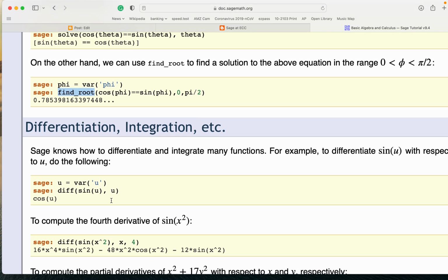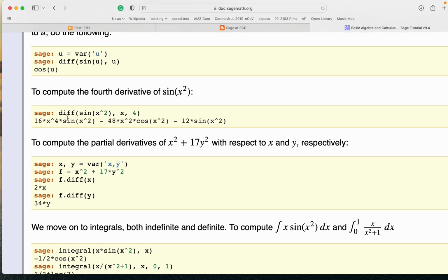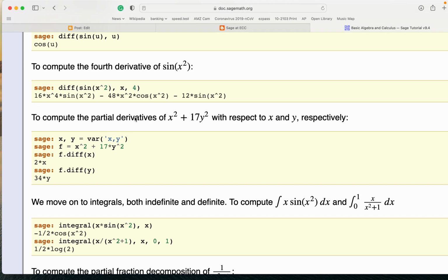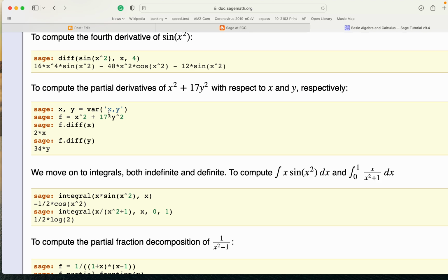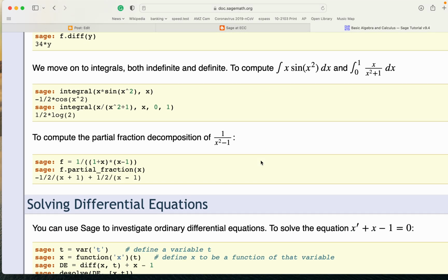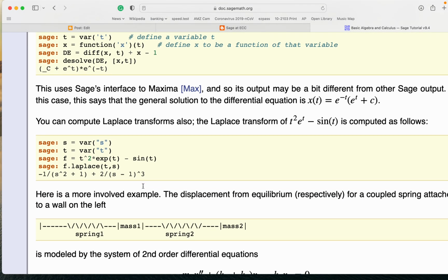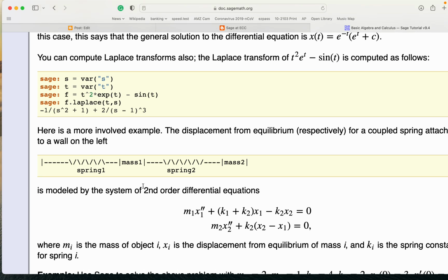Differentiation, integration. We already did an example of differentiation before. Differentiation should be pretty clear at this point. Partial derivatives. That's something you're going to study in Calculus 3, partial derivatives. And again, they're using this dot notation, which is common in Sage. Integrations, that's an integral. Again, we recommend you read through that. If you're taking differential equations, you can read through that as well. Not a bad idea to do that.